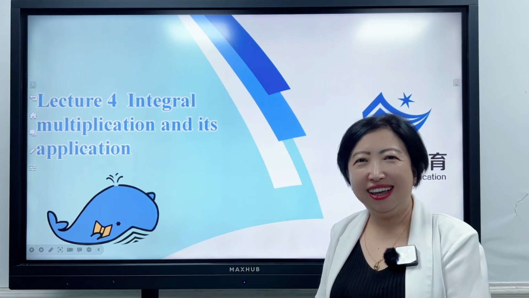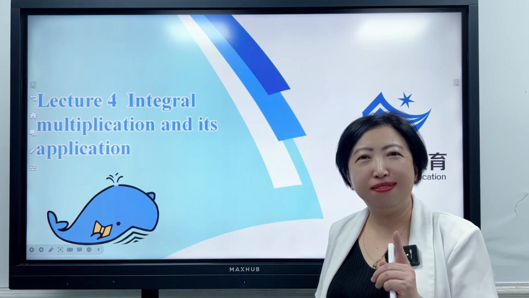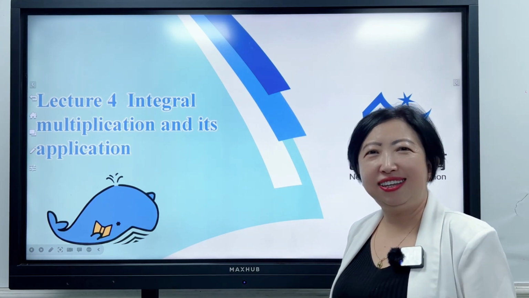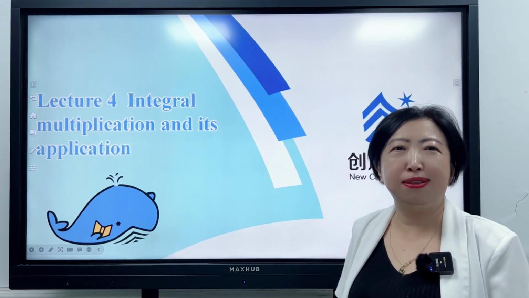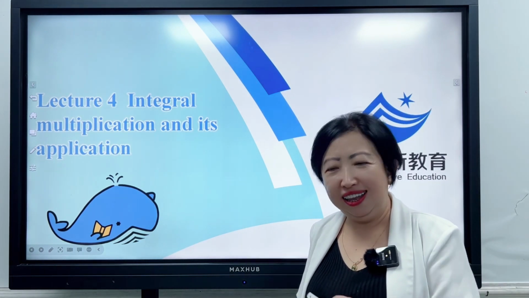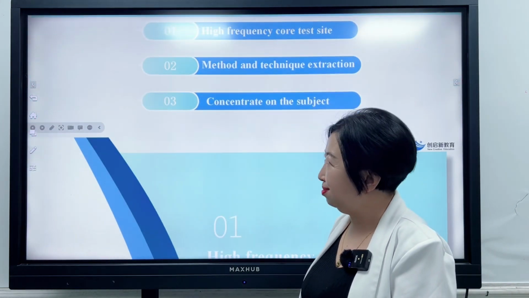Hello everyone, let's go on to learn the mathematical knowledge about integral. Today, let's learn the integral multiplication and its applications. Let's learn some concepts and math rules.